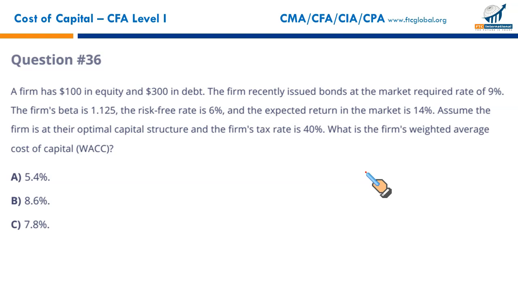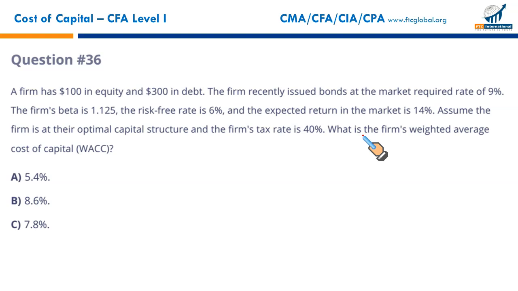Next, a firm has $100 in equity and 300 in debt. If you want to convert to percentage, that's 25% and 75%. Equity is 25%, debt is 75%. The firm recently issued bonds at the market required rate of return of 9%. The firm's beta is 1.125. The risk-free rate is 6%, and the expected return on market is 14%. Assume the firm is at its optimal capital structure, and the firm's tax rate is 40%. What is the firm's weighted average cost of capital?